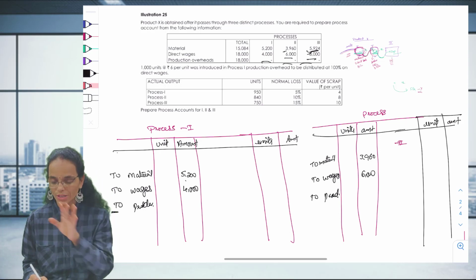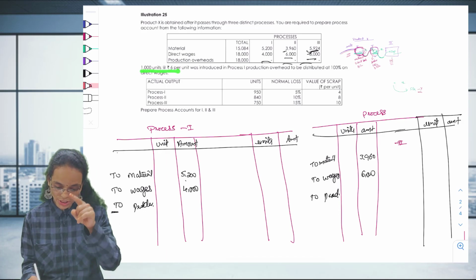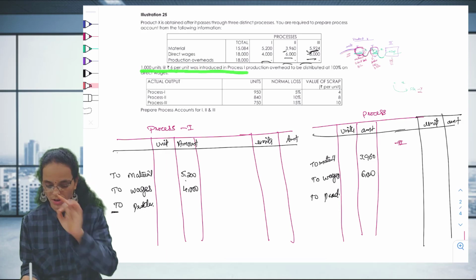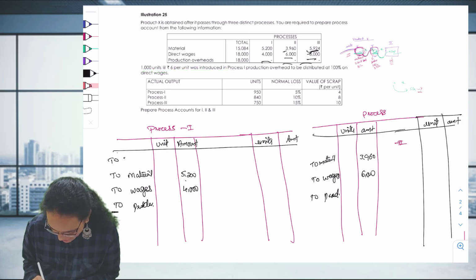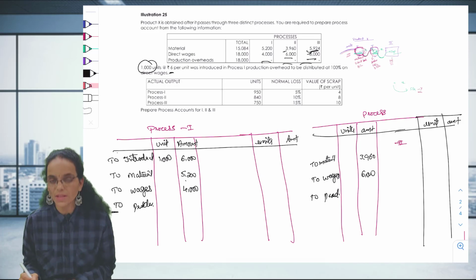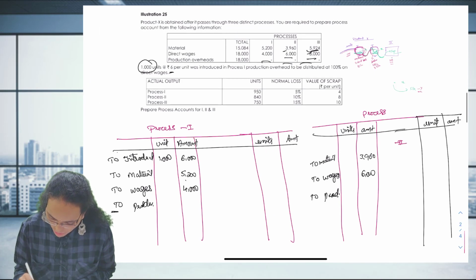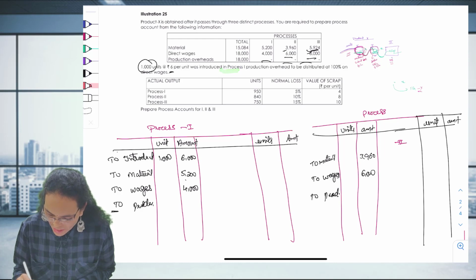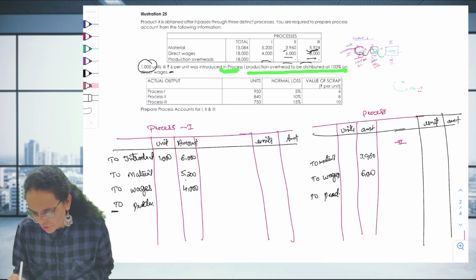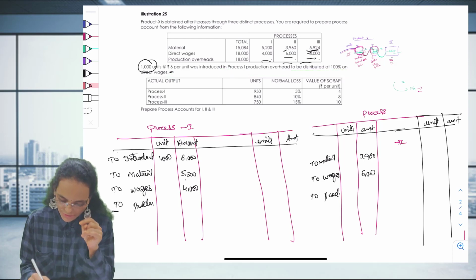You wrote it here. You put it aside. Next, come back here. 1000 units at the rate of 6 rupees per unit were introduced in process 1. So, material introduction, how much? 1000 units, 6 rupees. In the sense, 6,000 rupees is the amount. Right? Next, production overhead to be distributed at 100% of the direct wages.